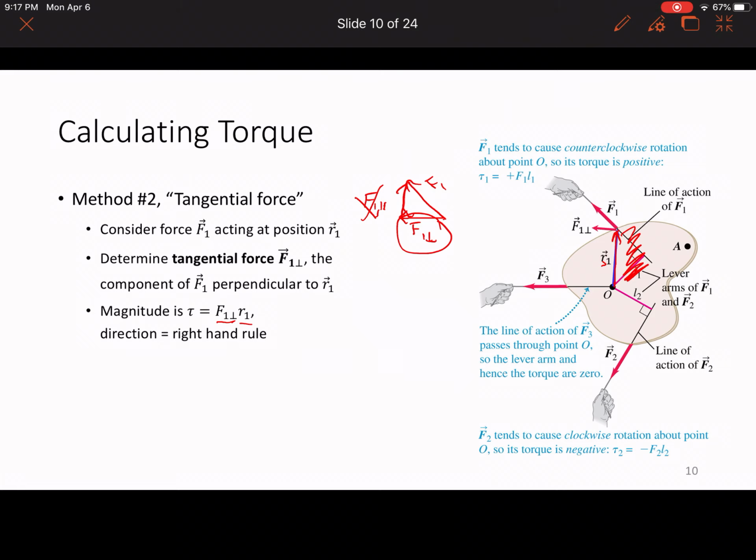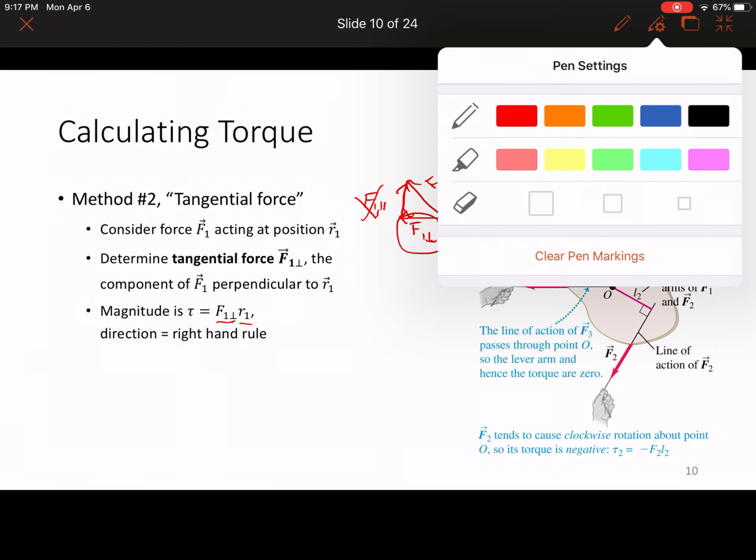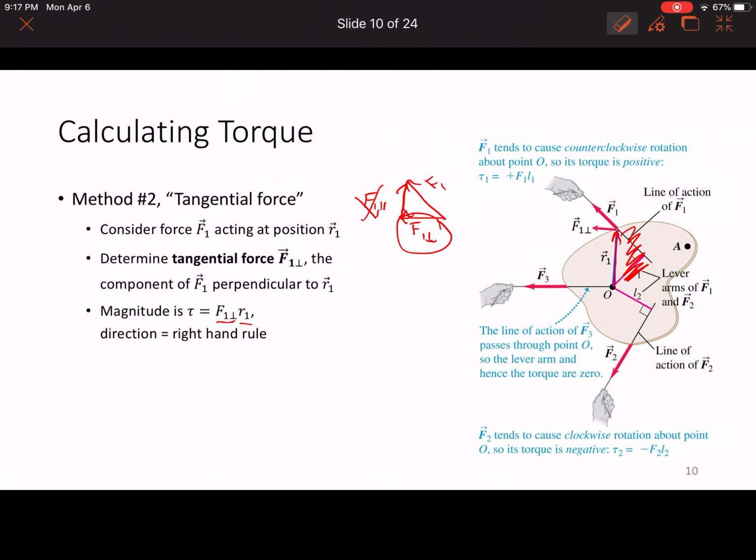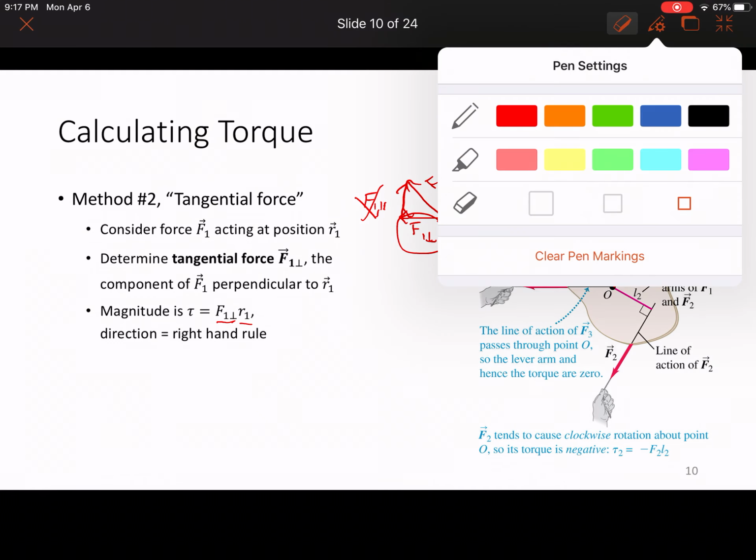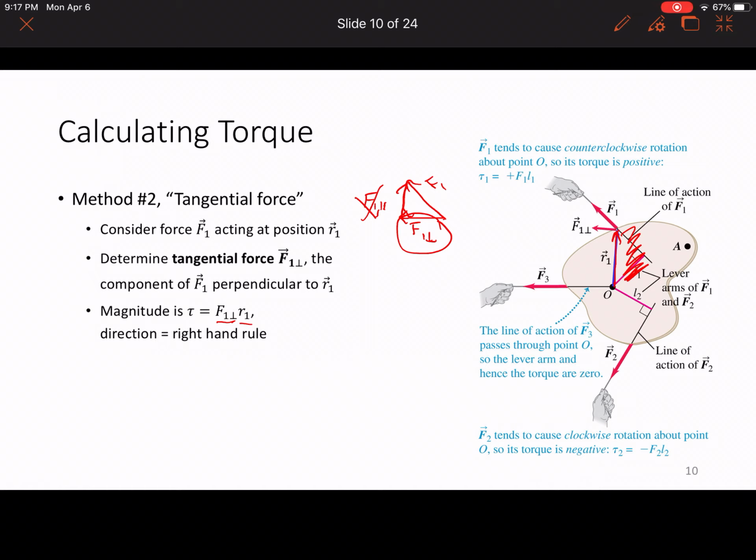Leave those here for now. So this is the other method. It's called the tangential force method. And again, the thing I want to emphasize is there's no one right way to do it. These will both give the correct answers, as will just doing F1 times R1 times sine theta.